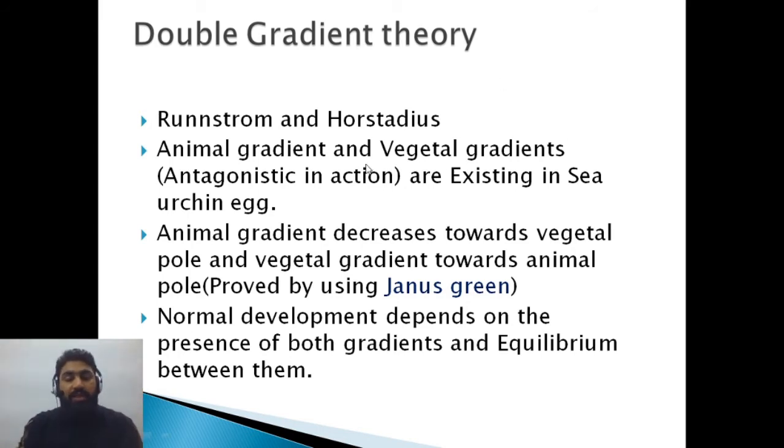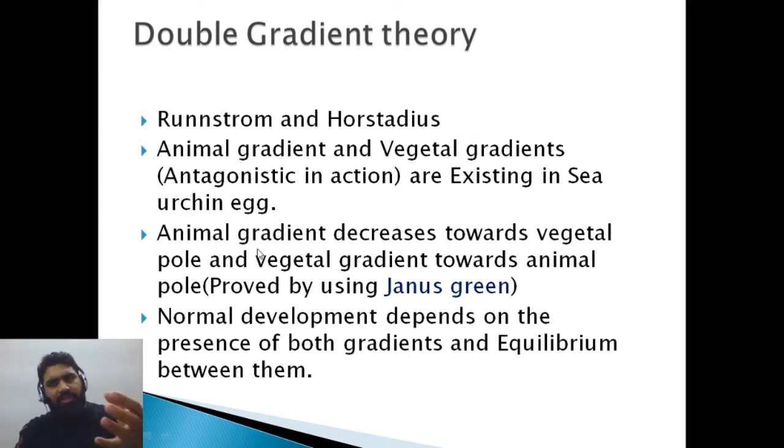Whereas in the double gradient theory, there is an animal gradient and a vegetal gradient. Both these gradients, or both these chemicals, are present in an embryo. As an example, we are taking sea urchin. This is an experimental organism, and all the experiments were conducted in this organism. So the animal gradient and vegetal gradient exist in the sea urchin egg.